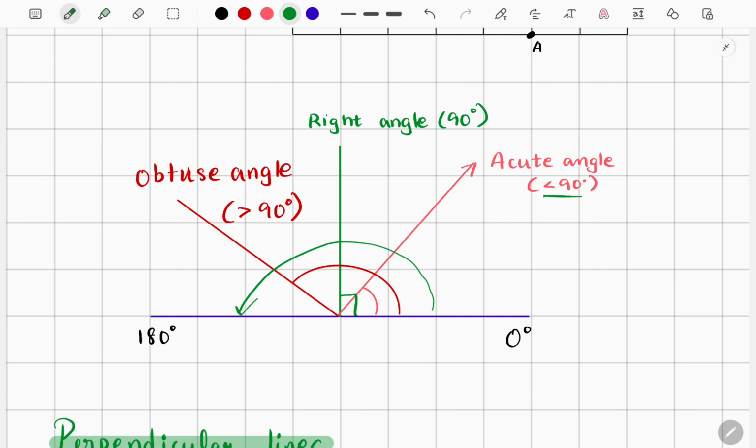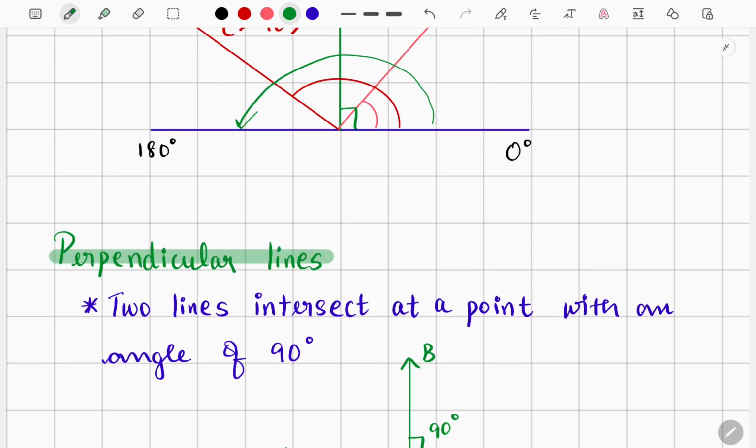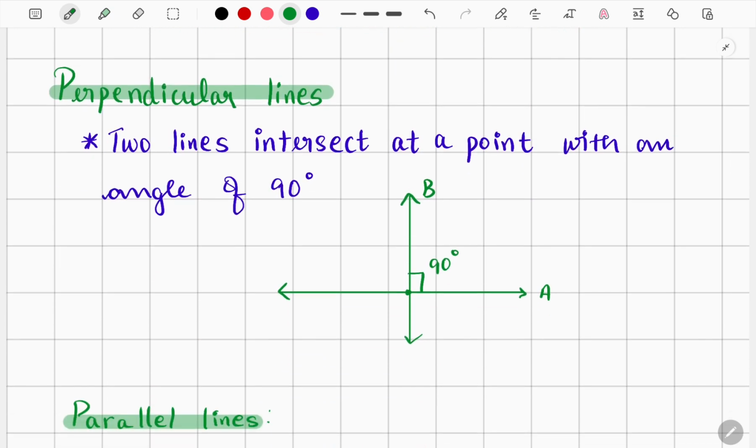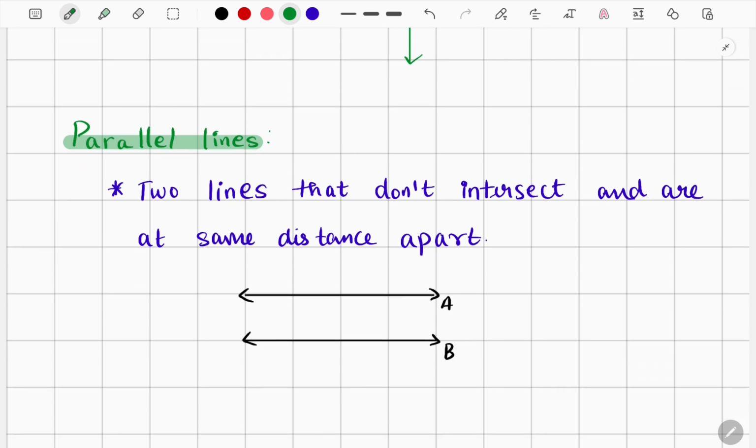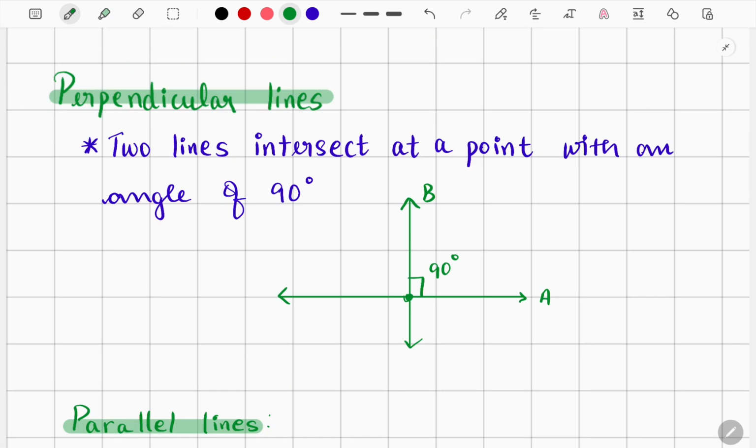Okay, so now we just need to know this about this right angle which is 90 degrees. The definition of a perpendicular line: two lines intersect at a point with an angle of 90 degrees. So A and B are two lines that are intersecting at a point with an angle of 90 degrees. Parallel lines are two lines that don't intersect and are at the same distance apart. So there's no intersection between both.